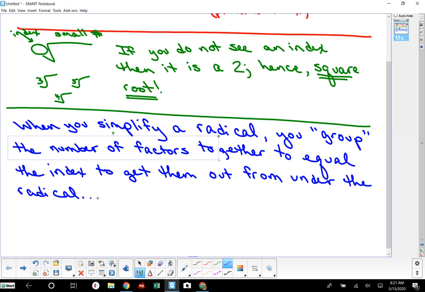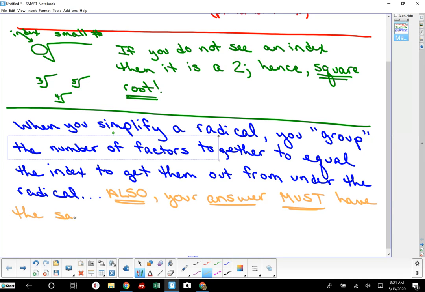Okay, and then there's another note here. I'll change my color so it's obvious. Also, your answer must have the same index as the problem. Okay, so if you get a problem with an index of 3, your answer has to have an index of 3. All right, so let's do a couple examples and then we'll be done.